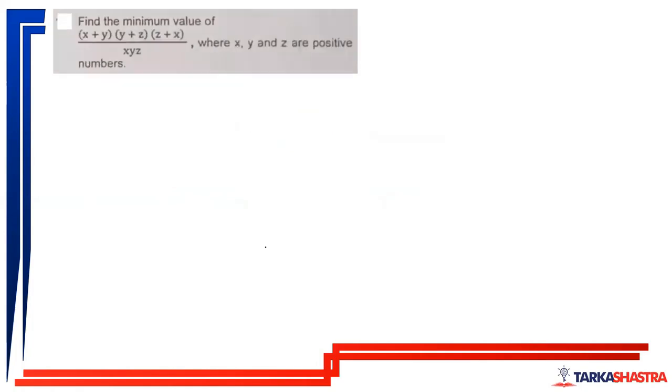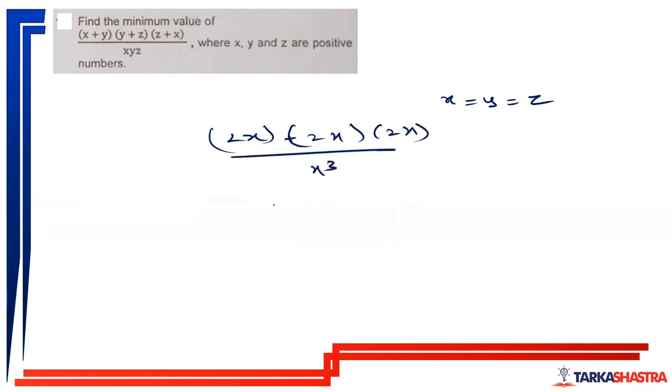Then again, find the minimum value of x plus y. Just do this. X is equal to y is equal to z. What do you get? Just look at it. X is equal to y is equal to z. You will have 2x multiplied by 2x multiplied by 2x divided by x cube, which is 8x cube upon x cube, which is 8. This is the minimum value of the expression.